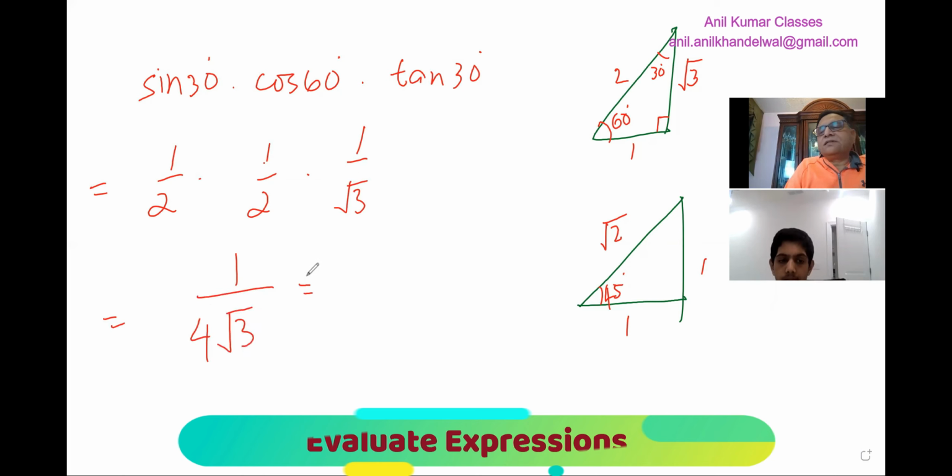I would like you to rationalize this and tell me the answer. It's radical 3/12. Correct. So that is how you could calculate this answer. Is that clear to you? Yeah. Correct. So we'll do one more question.